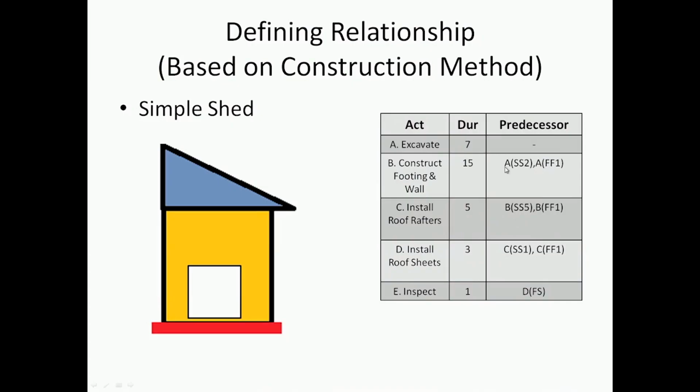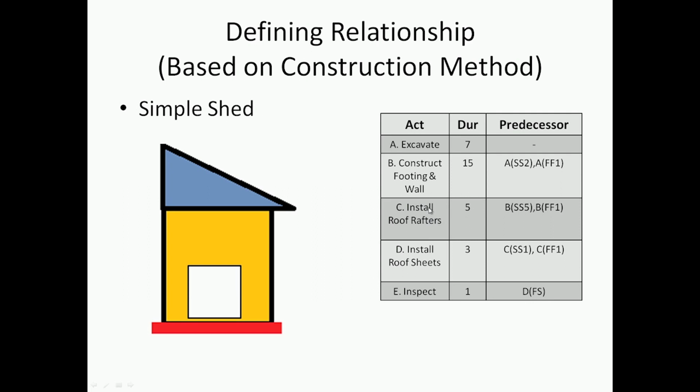So here we have gone about and said, okay, we are going to start. Here you can see a start relationship and a finish relationship. So I will start excavation. After 2 days of excavation, I can start constructing the wall and footing. This is the relationship I am defining, and the wall and footing can finish only 1 day after excavation is complete. That is how the finish 1 is defined here.